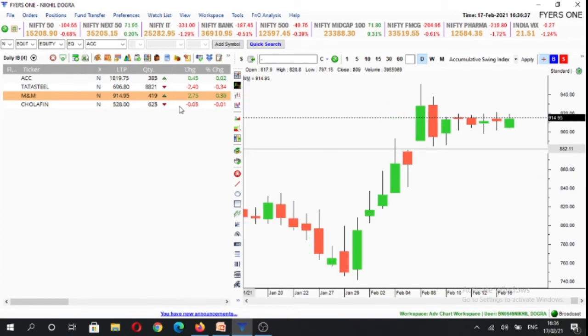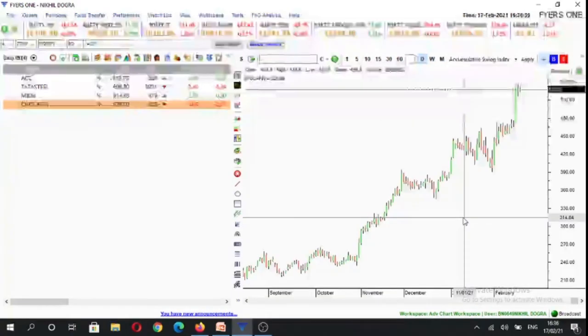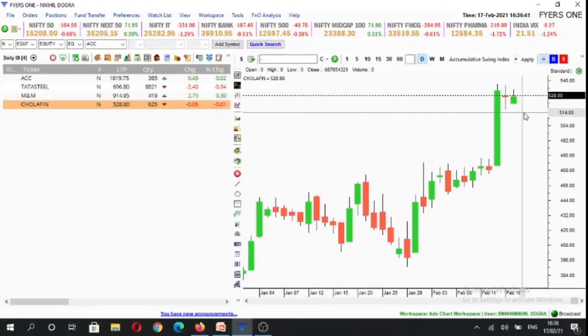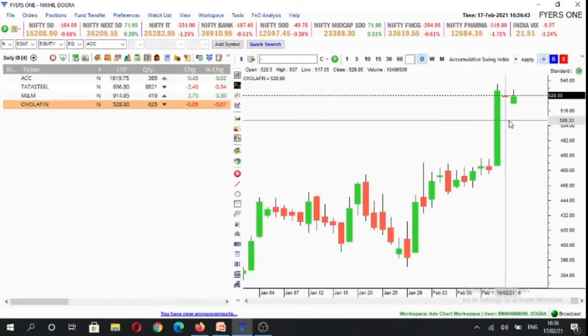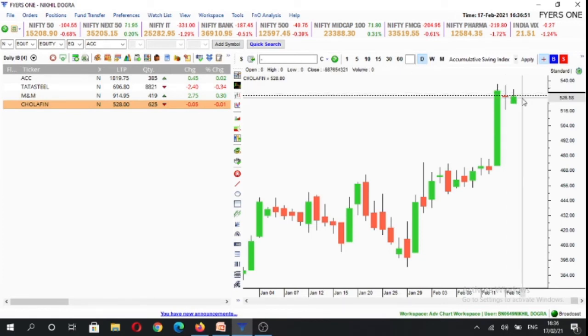And our final stock is Chola Finance. It's again an inside candlestick. We were tracking it today as it showed up in our scans yesterday. So today was an inside day, as well as day before yesterday was an inside day. So we have formed two inside candles.